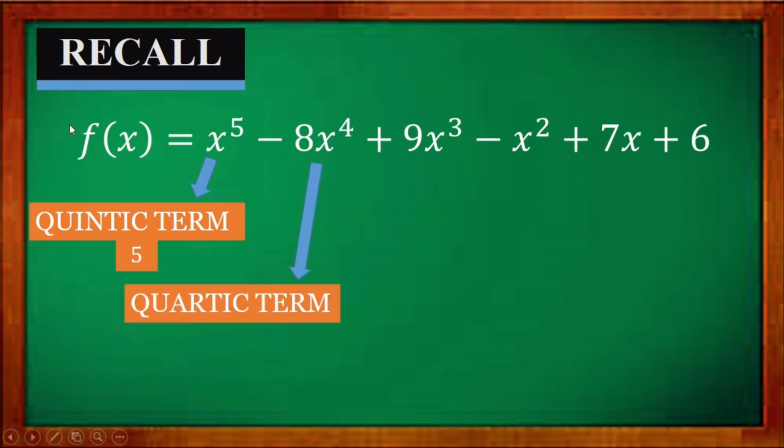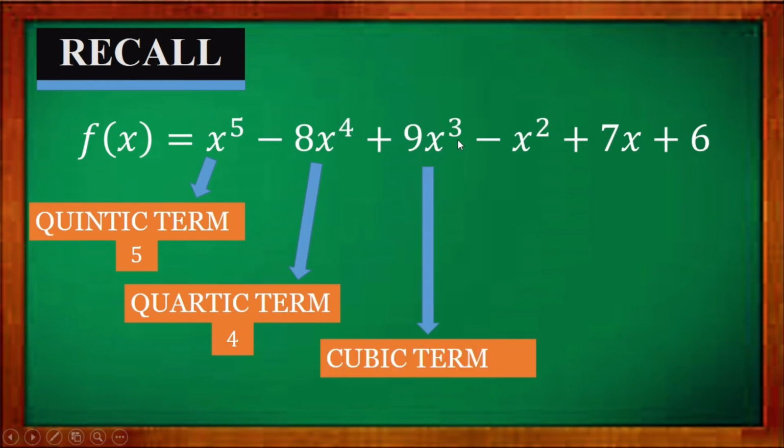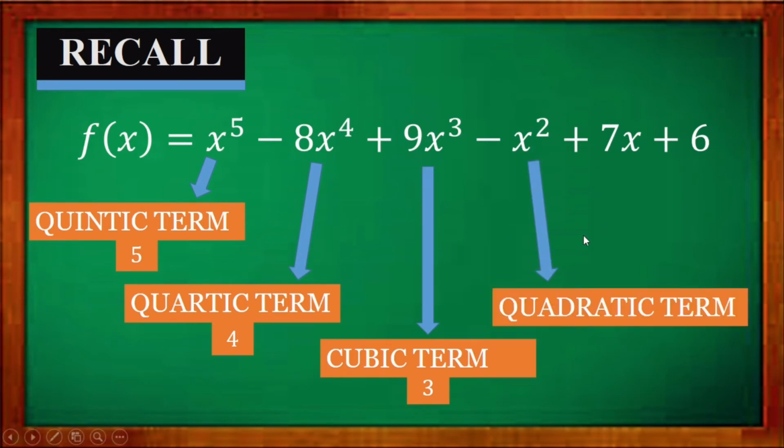Another one, negative 8x raised to 4 is what we call the quartic term. So when we say quartic term again, it is a term which has an exponent of 4. Another one, 9x cubed is our cubic term. So when we say cubic term, it is a term which has an exponent of 3. Another one is negative x squared, our quadratic term. And when we say quadratic term, it is a term which has an exponent of 2.